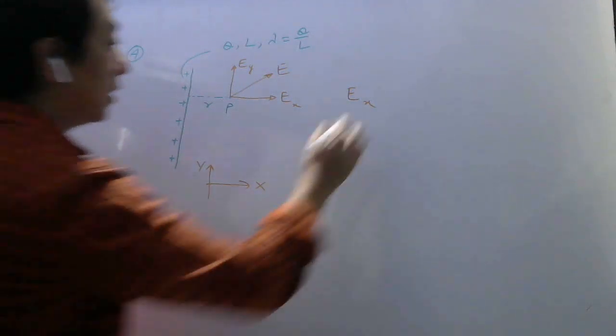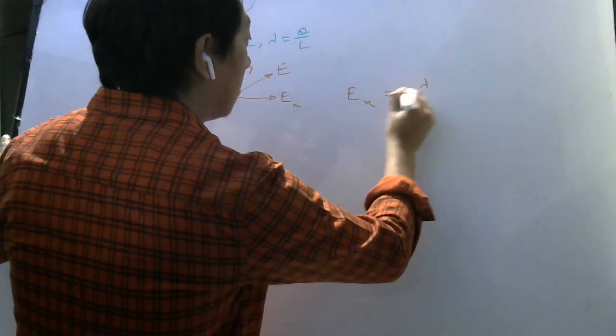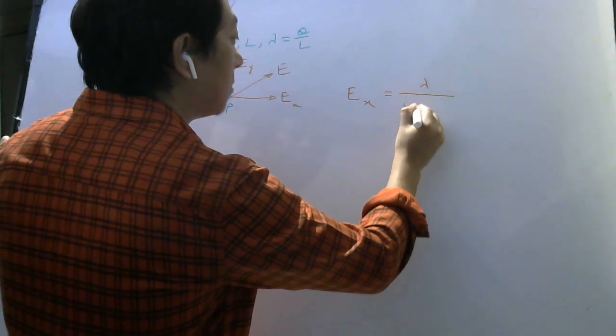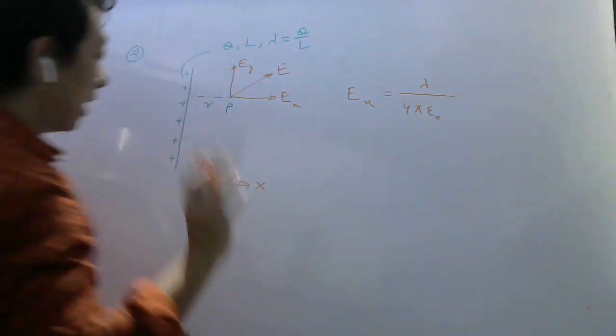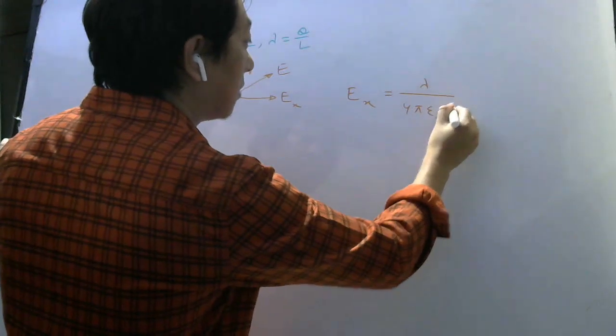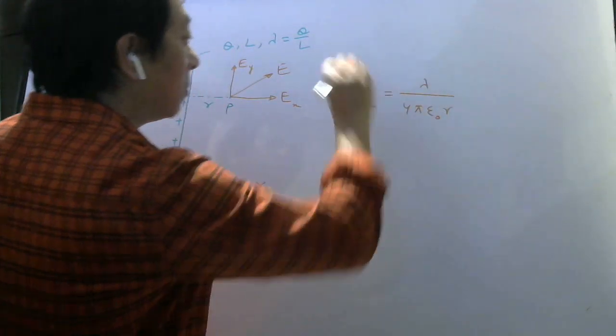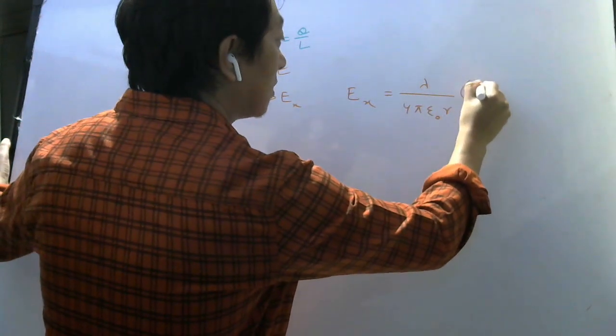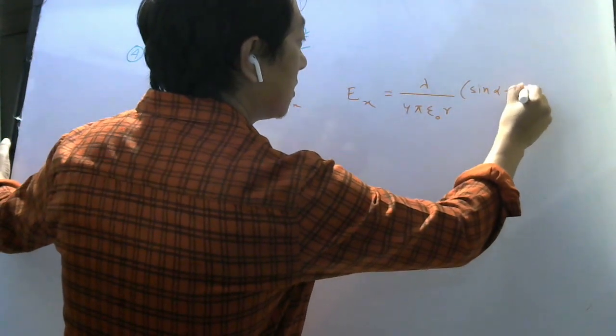So the formula for Ex is lambda divided by 4 pi epsilon naught. You have to write 4. I'll tell you how to remember, into r. So this part is almost the same, but before there was 2 here, now I am writing 4. And here you have to write sine alpha plus sine beta.